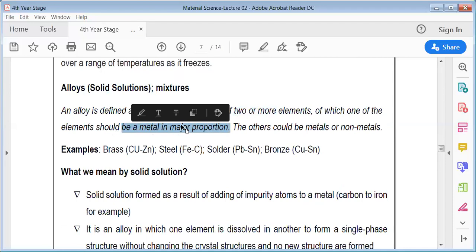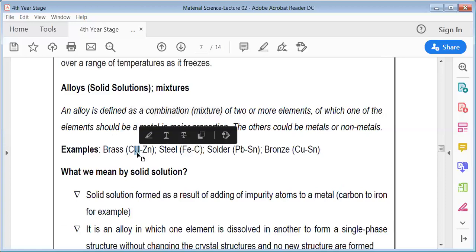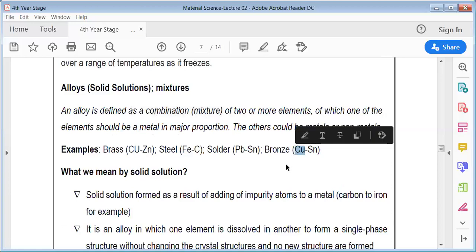The others could be metals or non-metals. You have good examples: brass, copper and zinc. Copper is Cu, the u should be small, I'm sorry, by mistake I wrote it capital, which is not right. And you have steel, which consists of iron and a low percentage of carbon, and solder, which is lead and tin, and bronze, which is copper and tin.